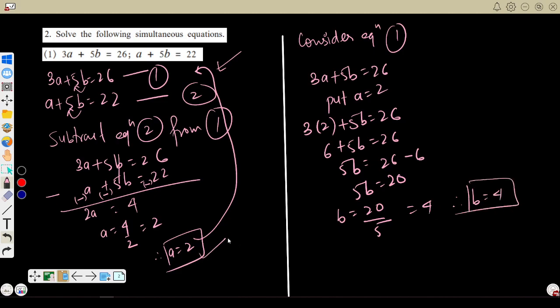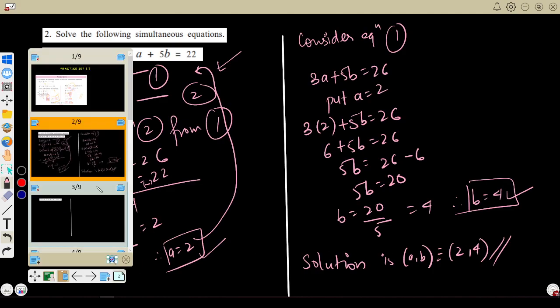Now we have the value of a and the value of b. So we'll write a final statement. The required solution is a comma b, which is 2 comma 4. I hope this method is clear to you. Now we'll move on to the next slide.